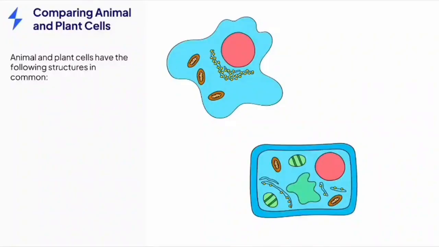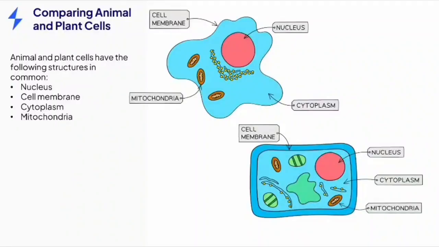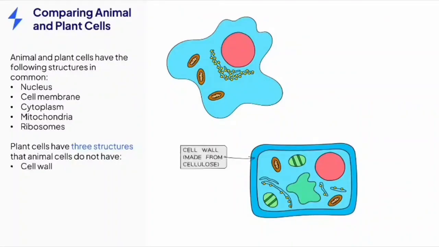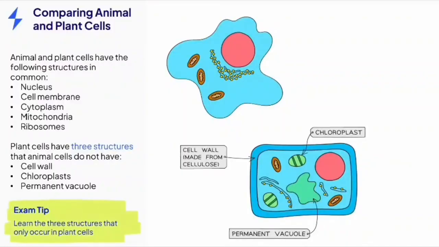You need to be able to distinguish between the 5 structures that occur in both plant and animal cells, so that includes the nucleus, cell membrane, cytoplasm, mitochondria, and ribosomes, and the structures that occur only in plant cells, so that's the cell wall, chloroplasts, and permanent vacuole. Remember that there are only 3 structures that occur in plant cells alone.